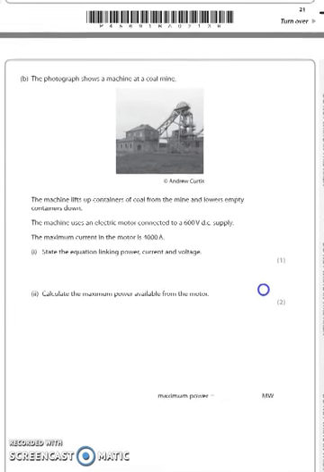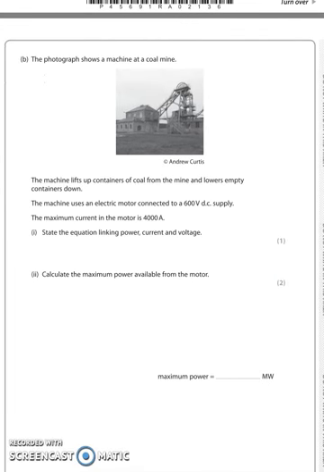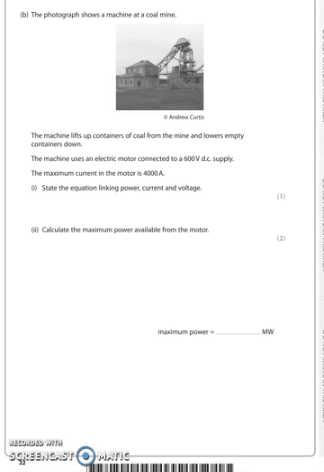The photograph shows a machine at a coal mine. The machine lifts up a container of coal from the mine and lowers empty containers down. The machine uses an electric motor connected to a 600 volt DC supply. The maximum current in the motor is 4,000 amps. Those are probably going to be very useful.